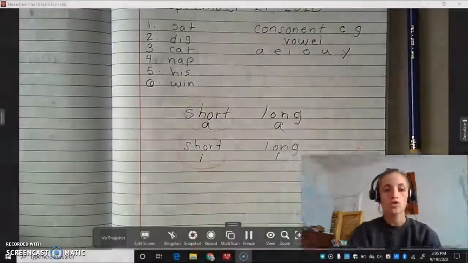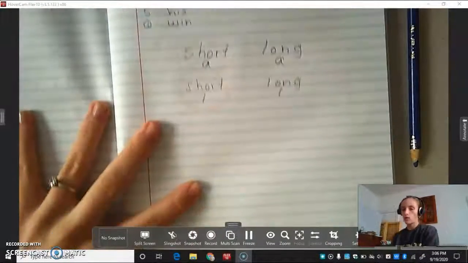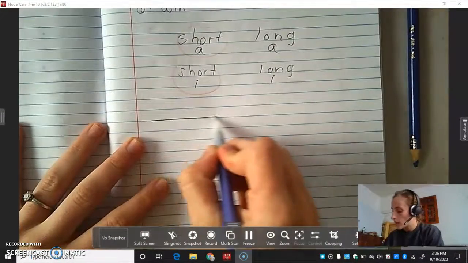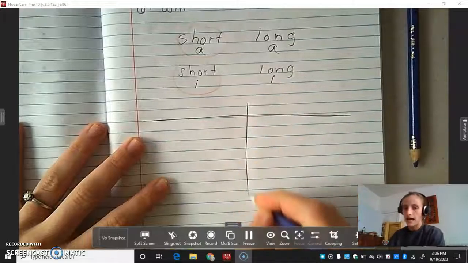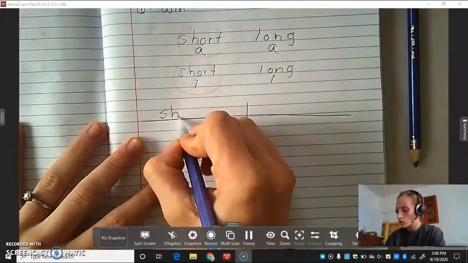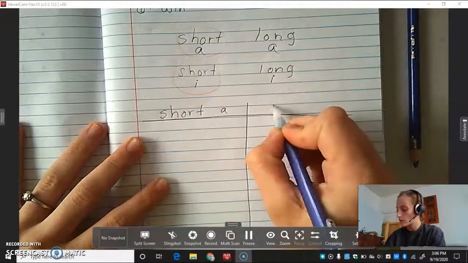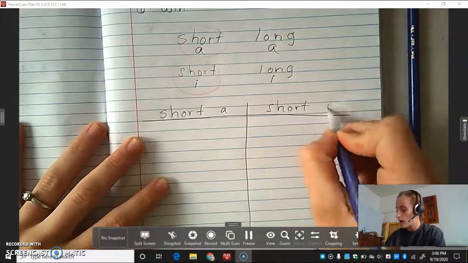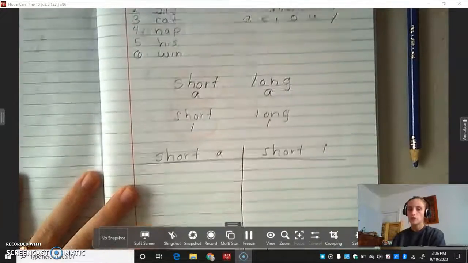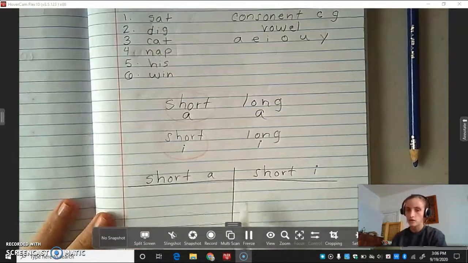It just says ih. So let's talk about our two sounds this week. This week we have ah and ih. Ah, ih. So I want you to go into your notebook and I want you to write this part. Draw a line, split it in half. On this side, write short A, and on this side, write short I. I want you to determine which part of the graph you put your words.